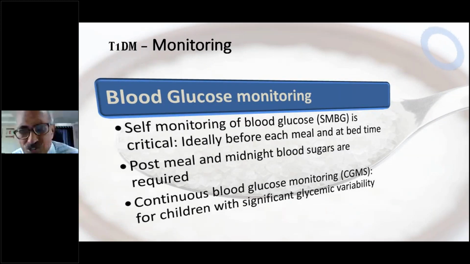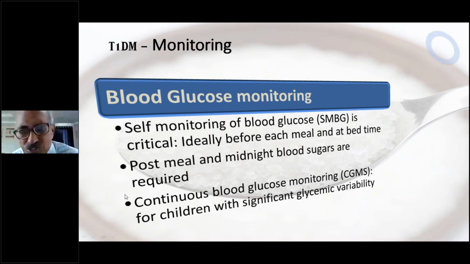Now, once you start a treatment, you must keep on monitoring. The monitoring is very, very important. Most important is the blood glucose monitoring. How often do you do it? How do you do it? This you can teach the child. Self-monitoring of the blood glucose is very, very important, critical. Ideally before each meal and at bedtime. The post-meal and midnight glucose are also required.